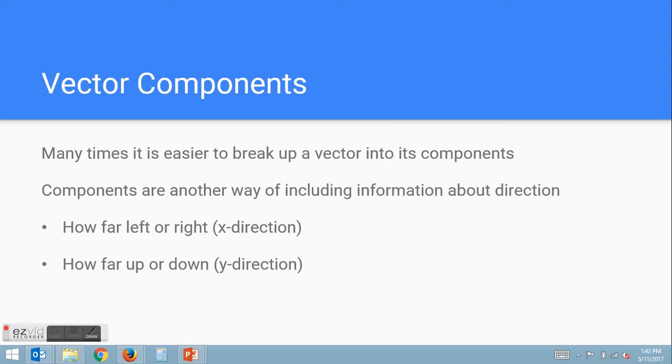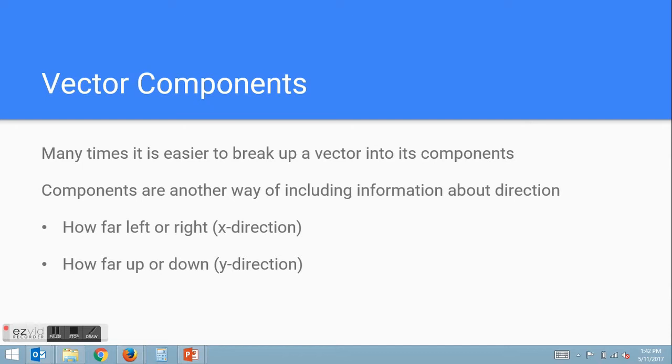Alright, in this video let's look at vector components. Many times when we're working with vectors, it is actually easier to break a vector up into its components and then use those components to work with the vector. Components are really another way of including information about direction in our information about a vector. If we have an angle and a magnitude in two-dimensional space, we need two components to describe what's going to happen in two-dimensional space.